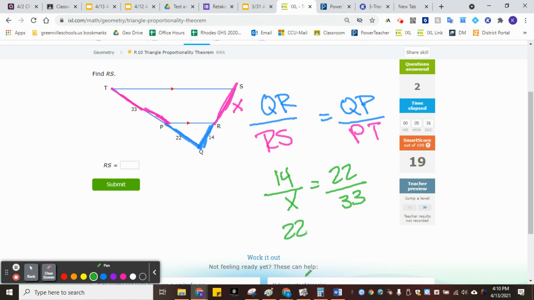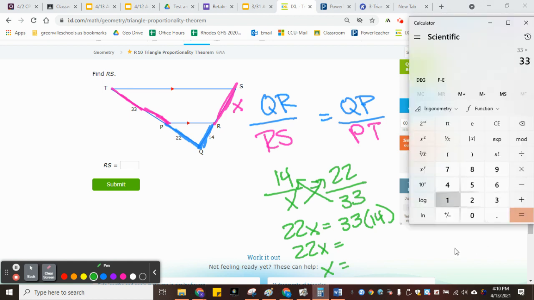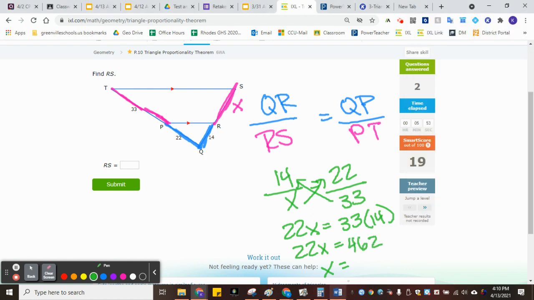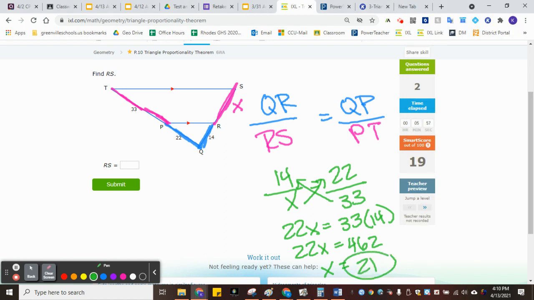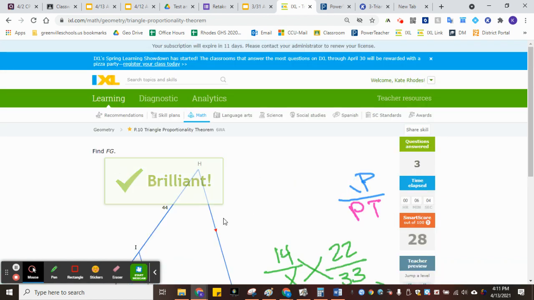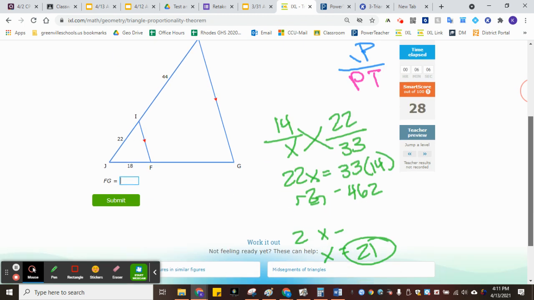And so 22x is equal to 33 times 14 by cross multiplying. So 22x equals some number. When you divide by 22, you'll get your answer. 462. 21. Forgot what I was doing for a second there. Brilliant.